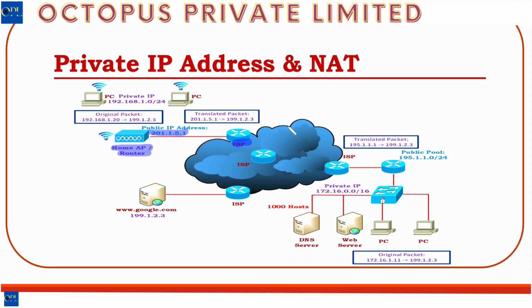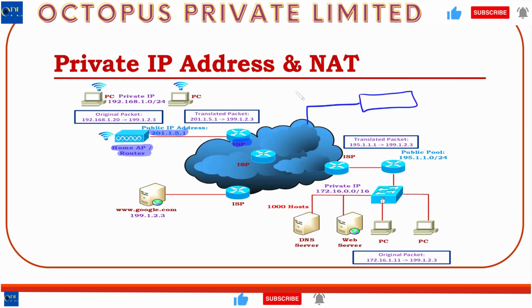The total number of networks that are Class C private networks are 256 networks, all the way from 192.168.0.0 to 192.168.255.0. This is wrong. I need to fix this over here. Let's do it real quick. 192.168.255 is the range of Class C private addresses.